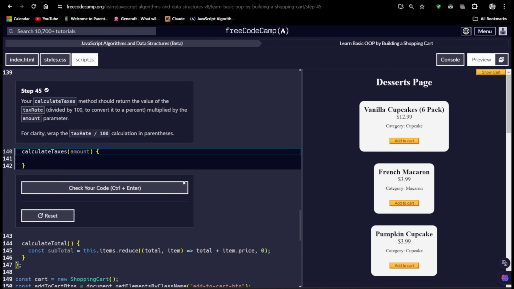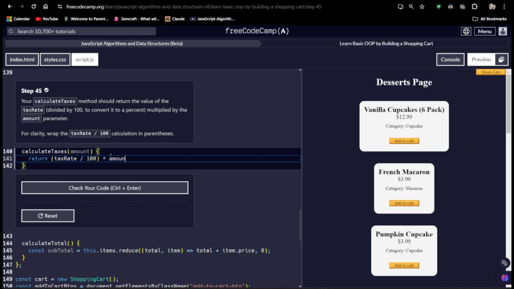Your calculate taxes method should return the value of the tax rate, divided by 100 to convert it to a percent, multiplied by the amount parameter. So we have to return, and just copy the example from the instruction, which is this one, the tax rate 100. And it also says to wrap the calculation in parentheses. Okay. And it also says that it is multiplied by the parameter, which is the amount.